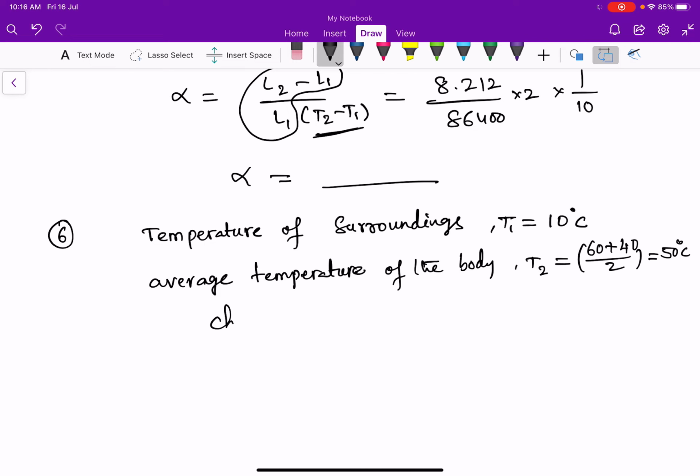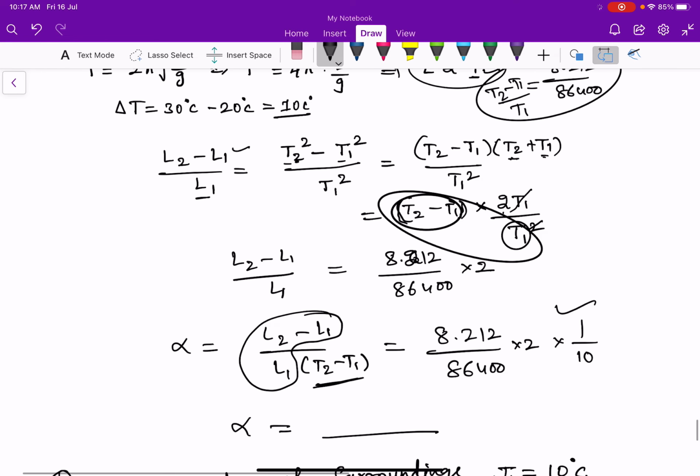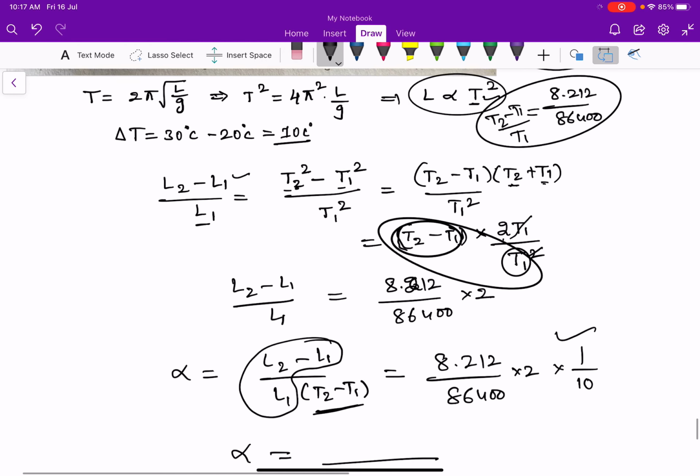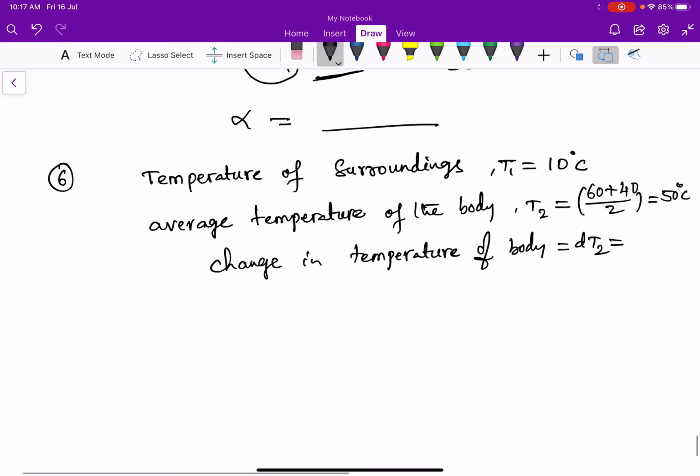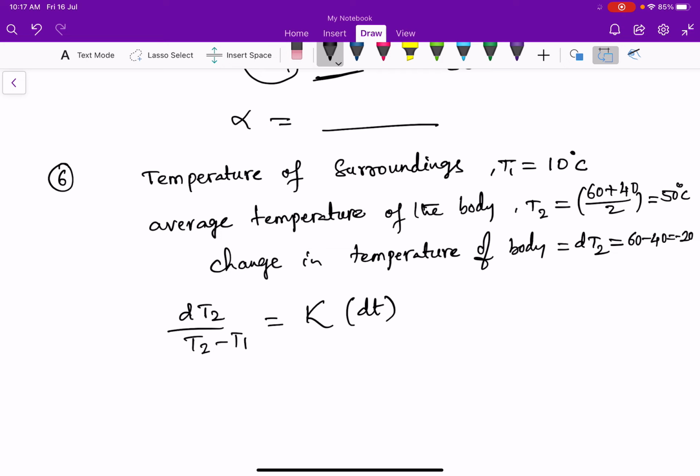And the change in temperature of the body, dT2, is 60 minus 40. That is simply 60 minus 40, which is equal to minus 20 degrees Celsius. So now we know the formula, as we solved for example: dT2 by T2 minus T1 is equal to some constant K into the time interval.